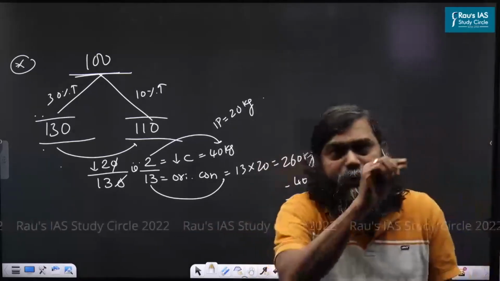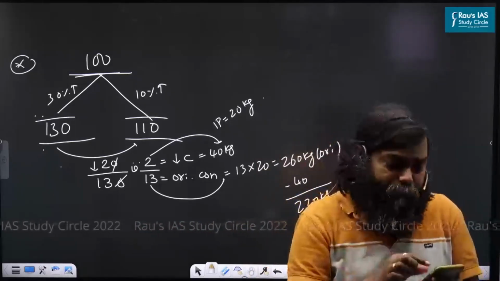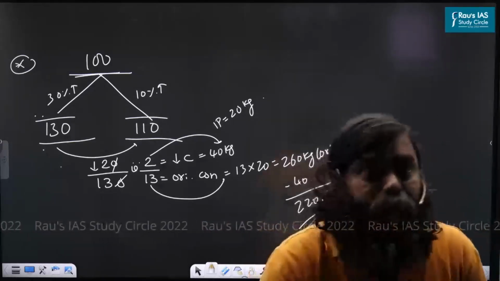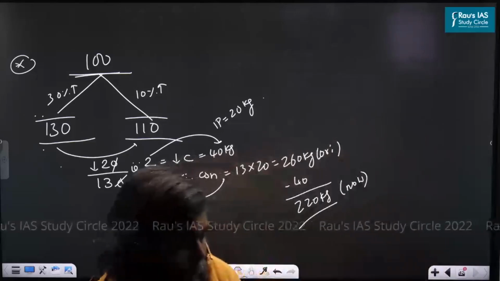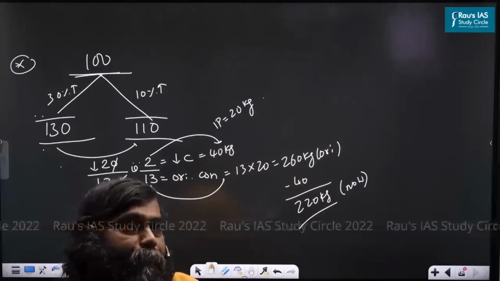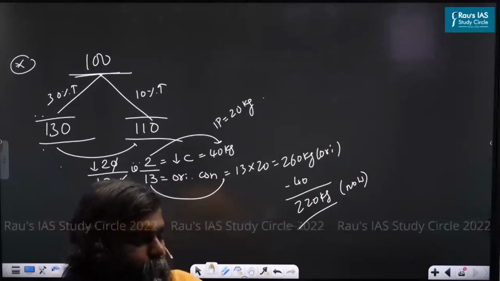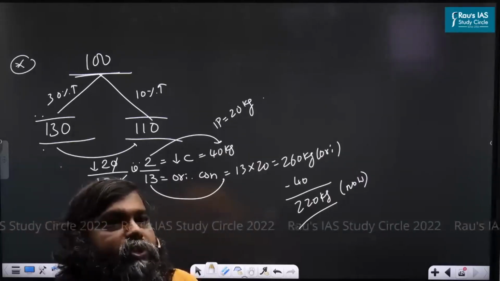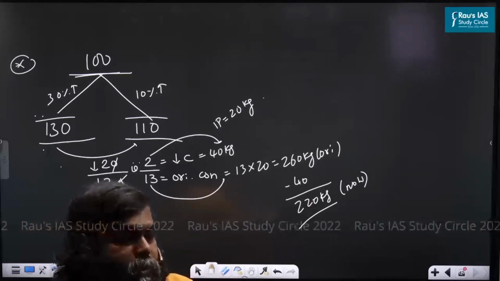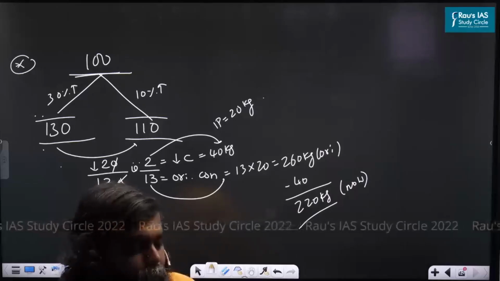Write the next. Don't write the full statement, roughly you can write. Price decreased by 30%. Consumption increased by 32 kg. Expenditure decreased by 16%. Find the original and new consumption.